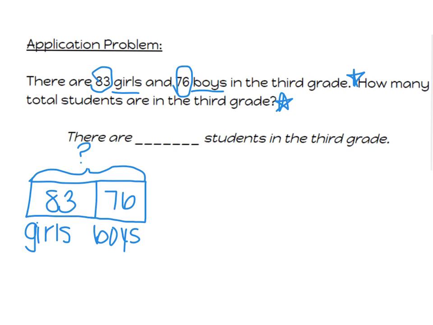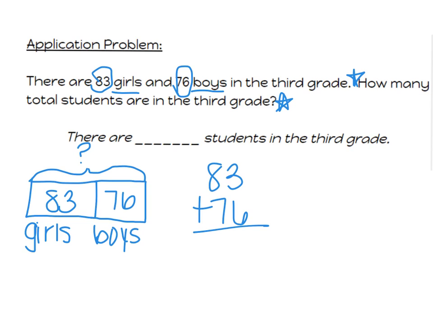Next, we need to show how we are going to solve this. Any ideas? Turn and talk to your partner. Pause the video while you chat and replay when you are ready to move on. We need to add 83 plus 76 in order to figure out the total. Work with your partner to add these two numbers. Pause the video while you work and replay when you are ready to check your work.